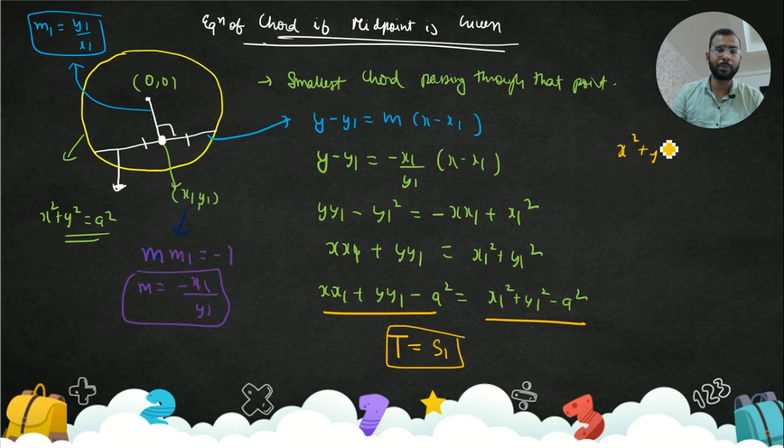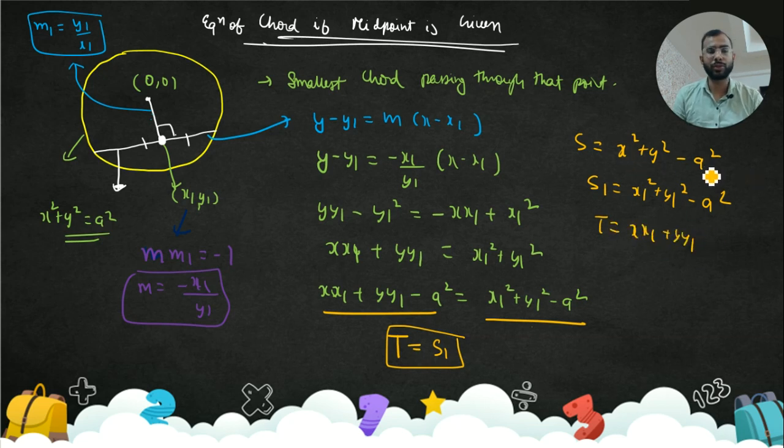If x square plus y square minus a square, this is our s. S1 means we substitute that point, x1 square plus y1 square minus a square. T is, we write this as xx1 plus yy1. If there is 2gx and so on, we write that as g into x plus x1. But that is not the case. So t equal to s1 is the equation of the chord whose midpoint is x1 comma y1.